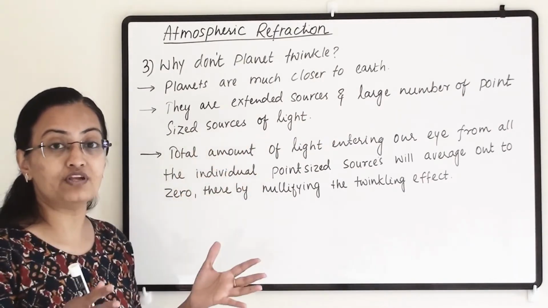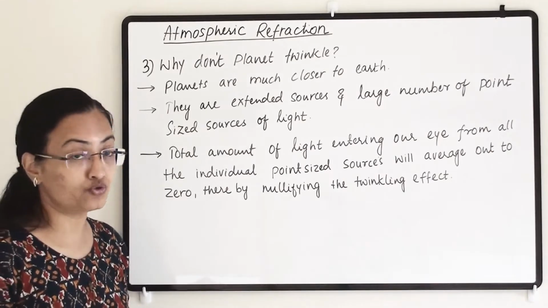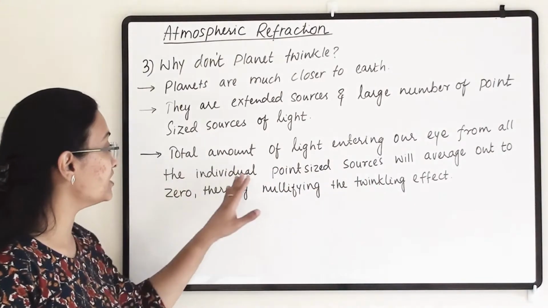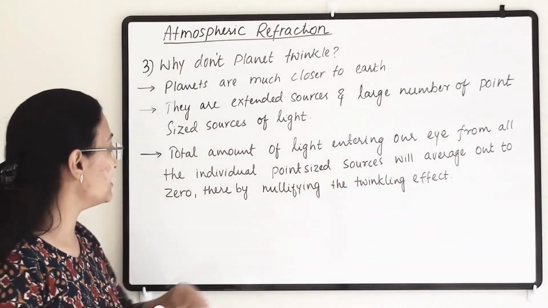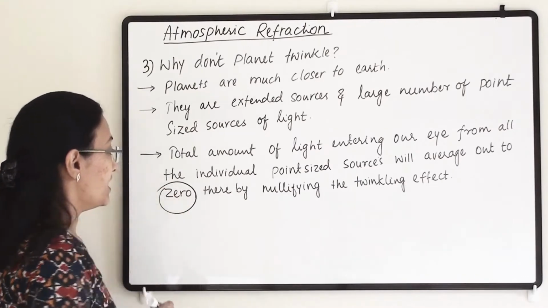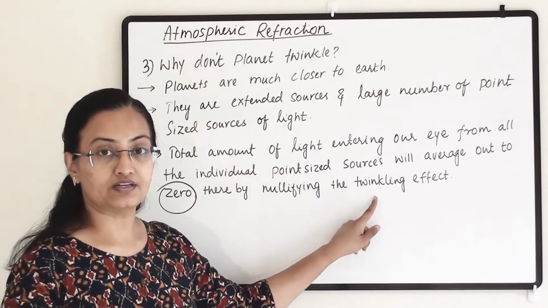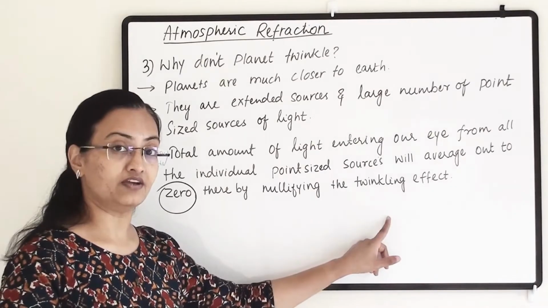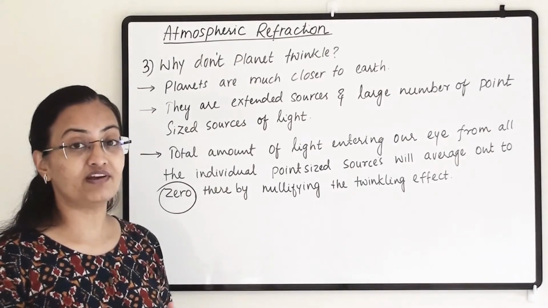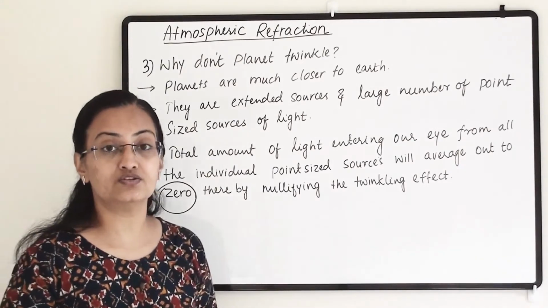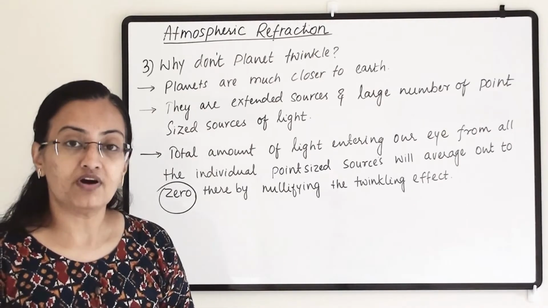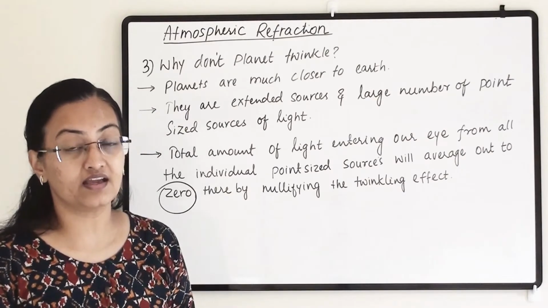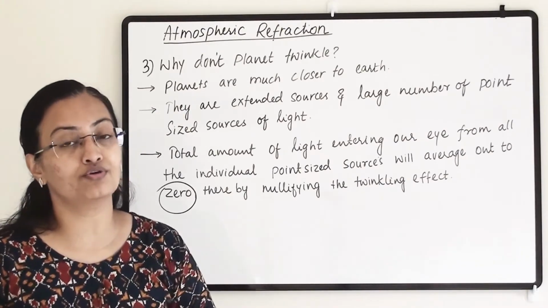From each and every point, a number of rays are coming towards the Earth. So the total amount of light entering our eye from all the individual point-size sources will average out to zero, thereby nullifying the twinkling effect. So many rays are falling on our eye that it nullifies the twinkling effect, and that's why planets do not twinkle, whereas stars are only point-size sources, very far from us, and as they enter the Earth's atmosphere they flicker, passing through many regions of the atmosphere.